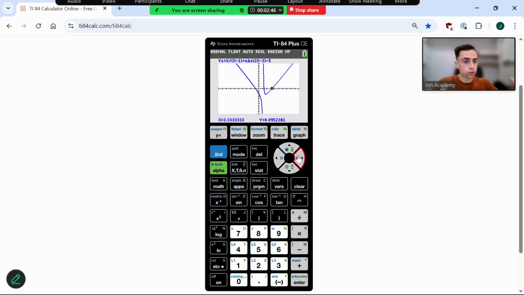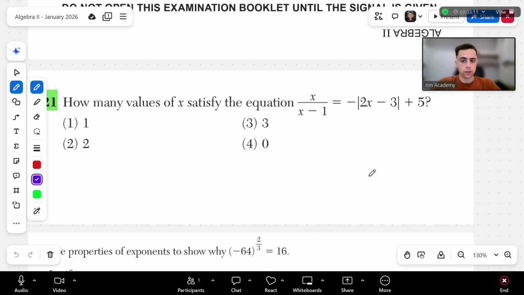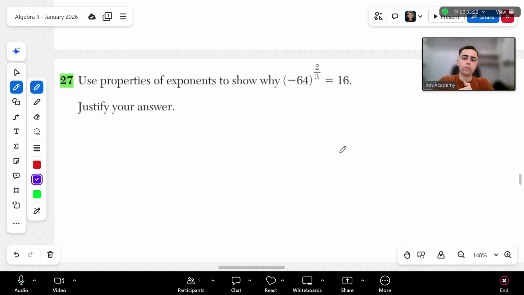So we go back to the exam and answer that. Perfect. So once here, we can answer 3, the third one. Let's see now number 27. Which property do we have to use to show why this is equal to 16?